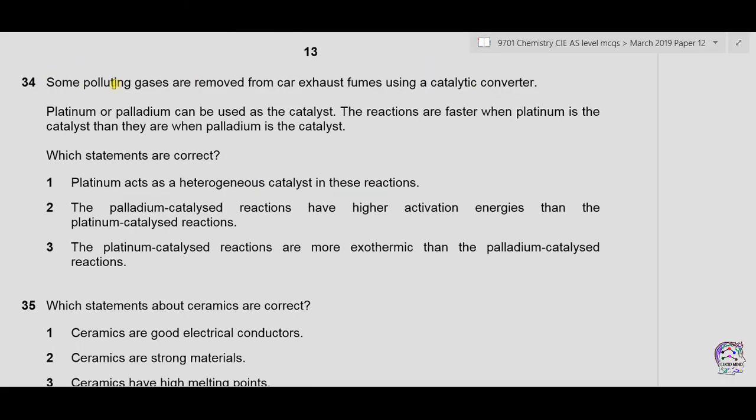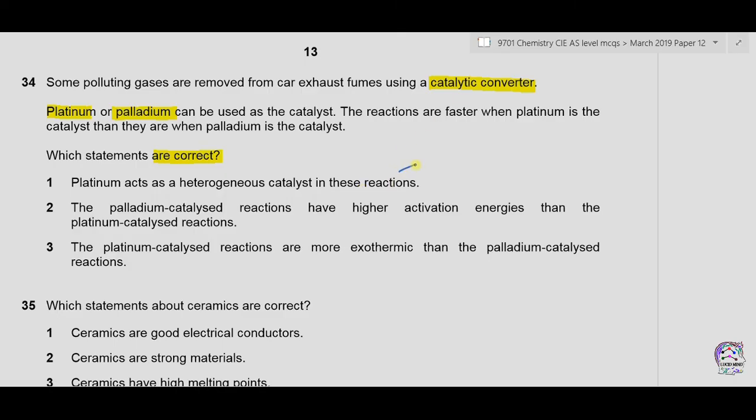Question 34. Some polluting gases are removed from car exhaust fumes using a catalytic converter. Platinum or palladium can be used as the catalyst. The reactions are faster when platinum is the catalyst than when palladium is the catalyst. Which statements are correct? Number 1. Platinum acts as a heterogeneous catalyst in these reactions.